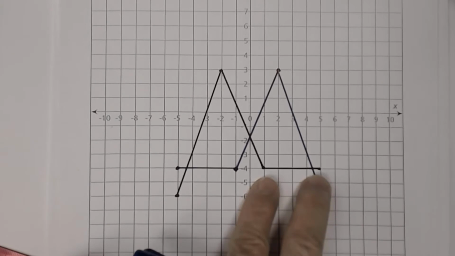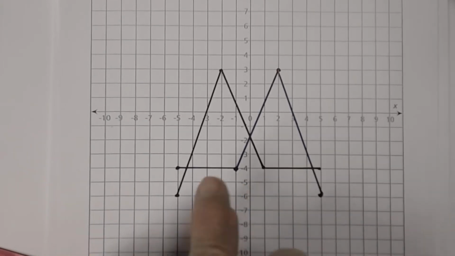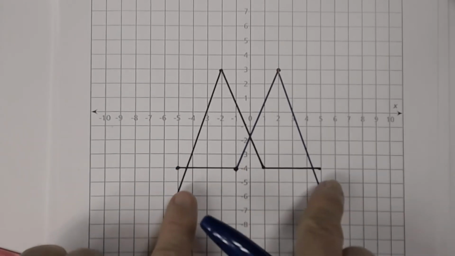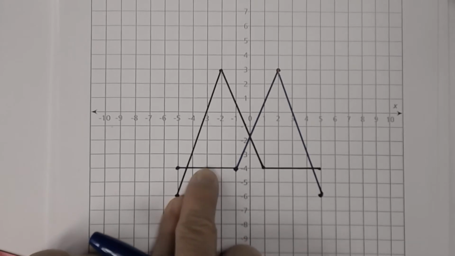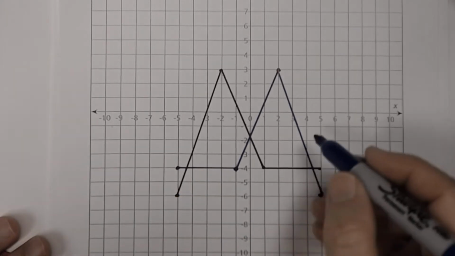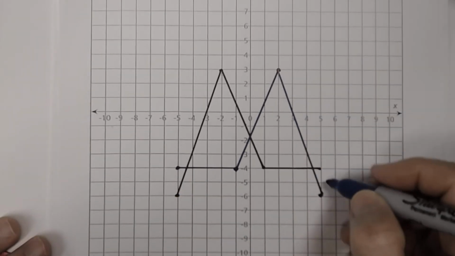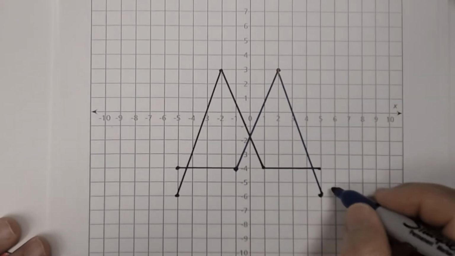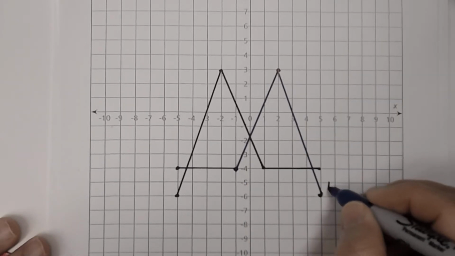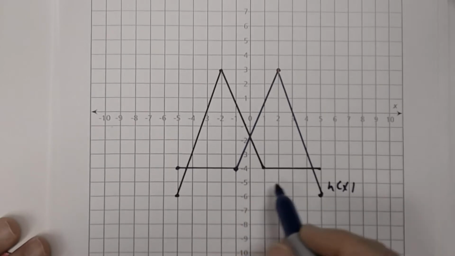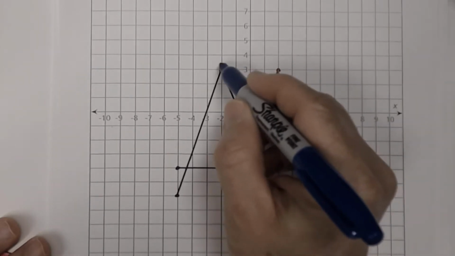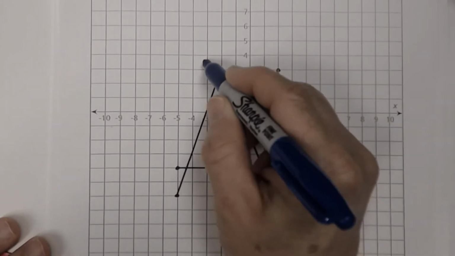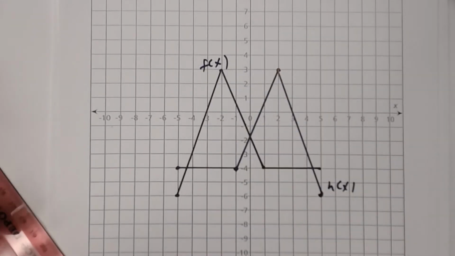That makes sense because when I reflect that across the y-axis, I get this segment. And don't forget to label these. The blue one right here is going to be h of x, and the black one is f of x.